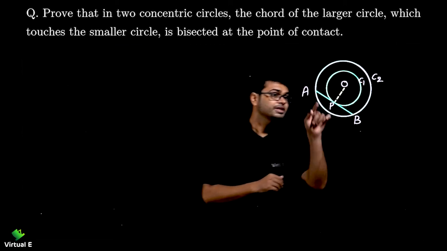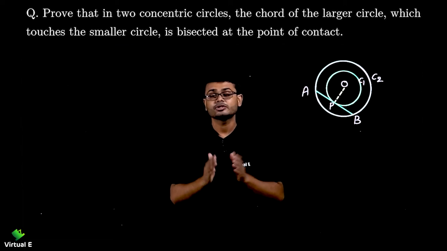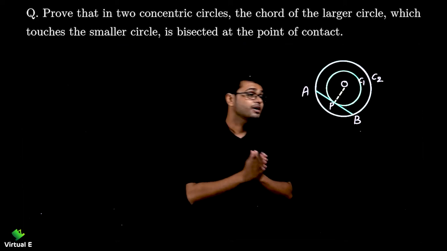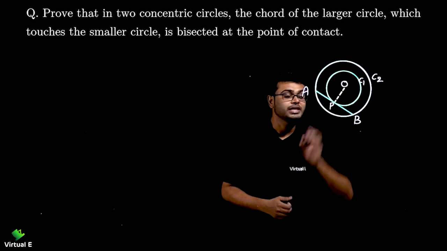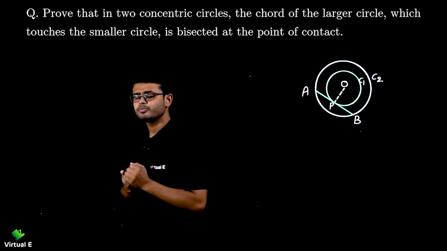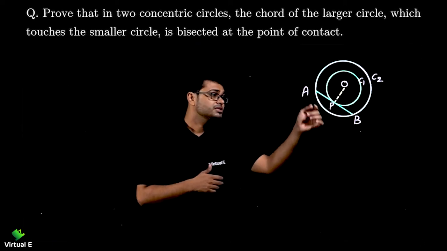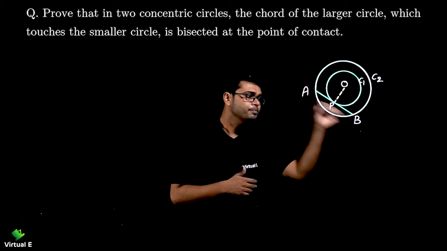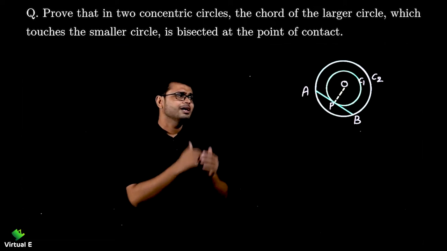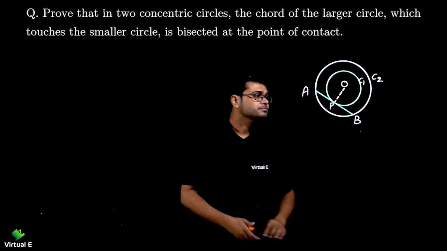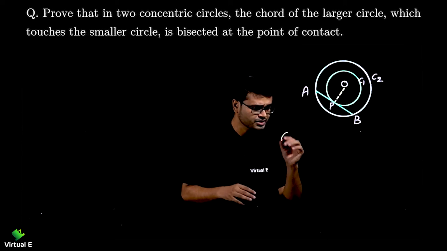We need to prove that this chord is bisected, meaning divided into two equal parts, at the point of contact with the smaller circle. So we need to prove indirectly that AB is bisected by P, meaning PA is equal to PB. That we need to prove. Let's write first of all what do we have, what to prove, and let's prove it then. So first of all, let's start.